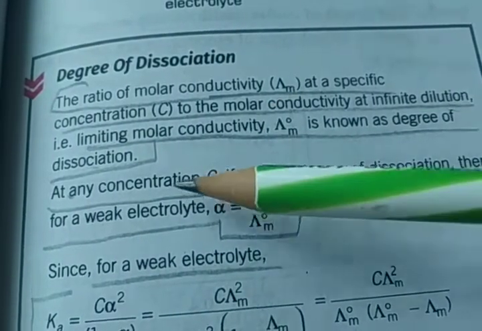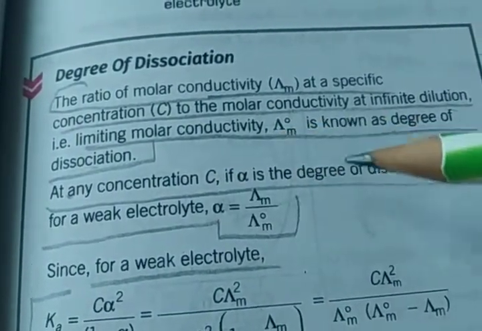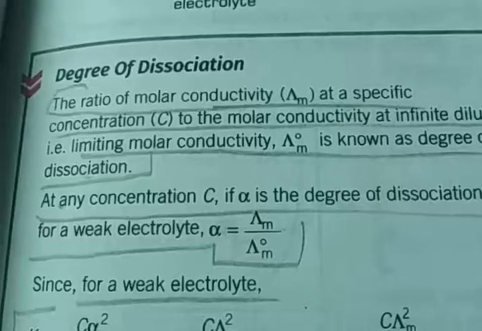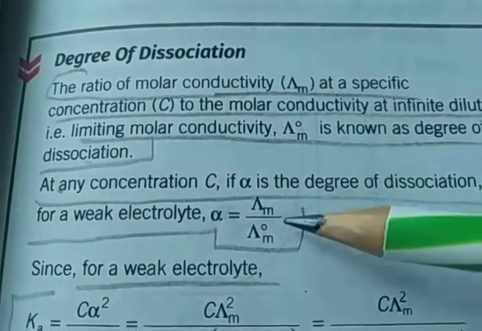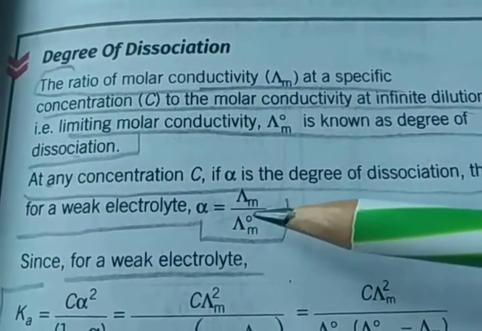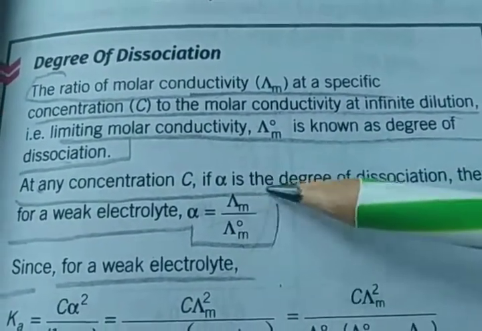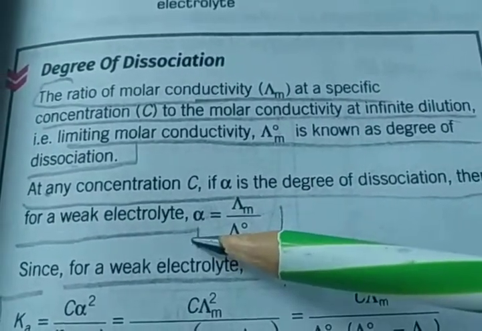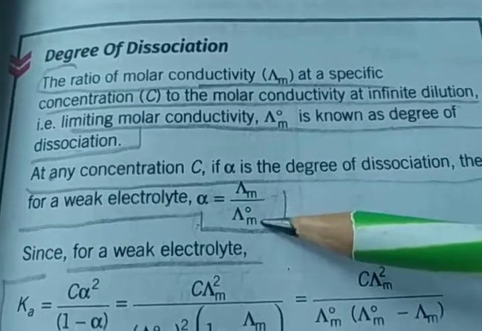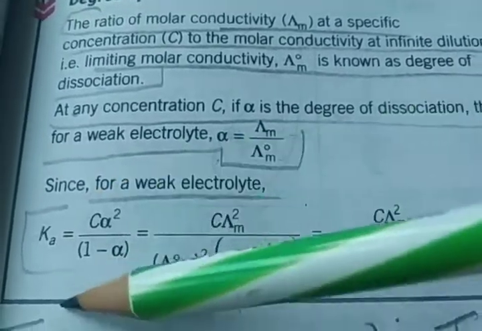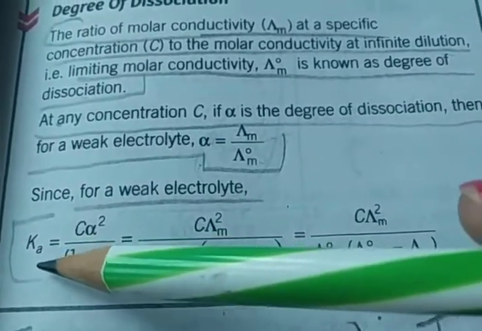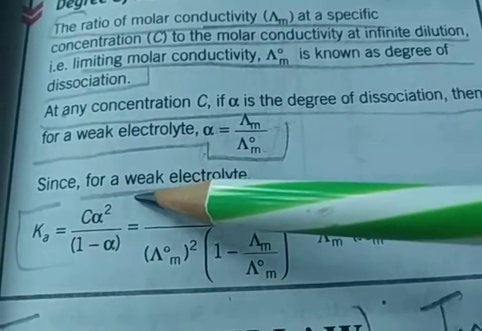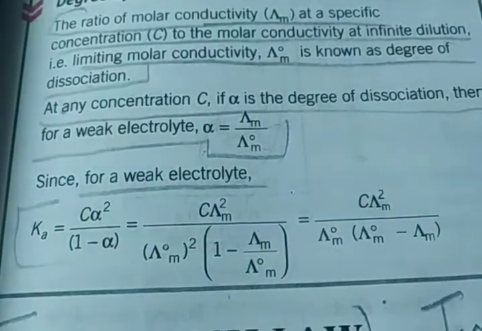Okay, that is limiting molar conductivity. So alpha is equal to molar conductivity Λm divided by limiting molar conductivity Λm naught. So at any concentration C, if alpha is the degree of dissociation, then for a weak electrolyte, here given Ka is equal to C alpha square upon 1 minus alpha.